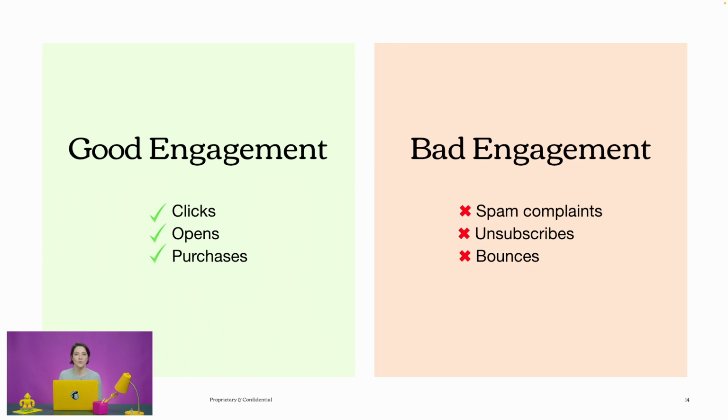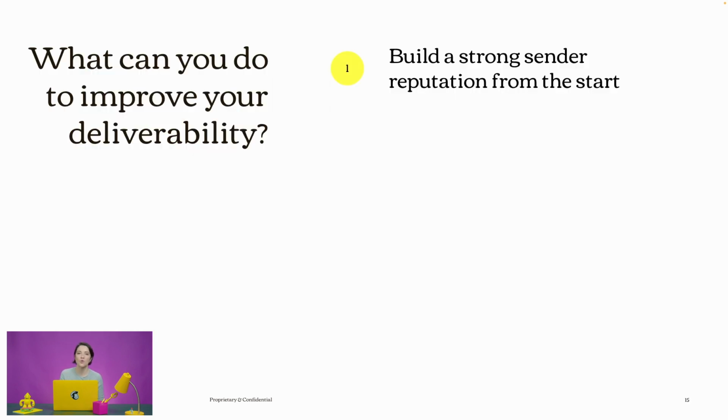So you might be wondering, what can I do to improve my deliverability in Mailchimp? You can build a strong sender reputation right from the start.